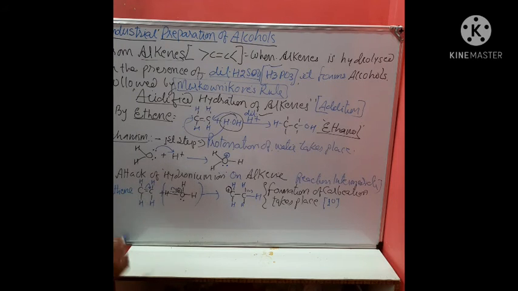There is no option. There is no chance that two different types of carbocation will form. If we took a different type of alkene, then there may be chances, but this time there is no chance. Now the third step.